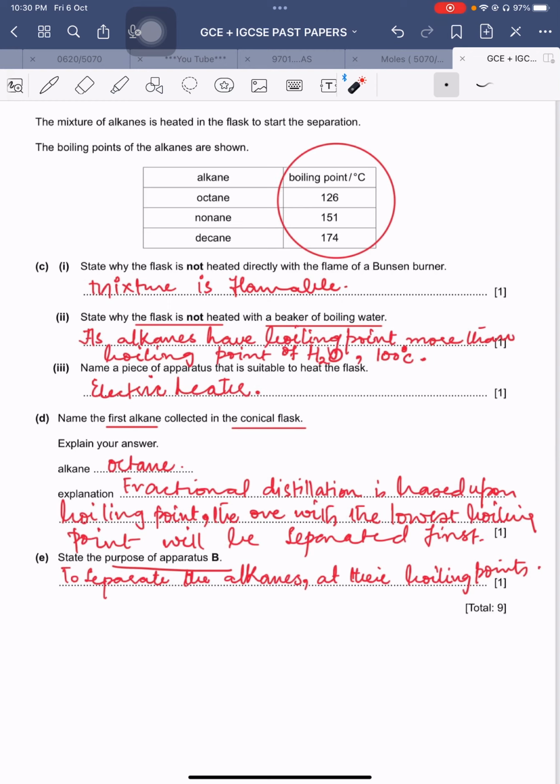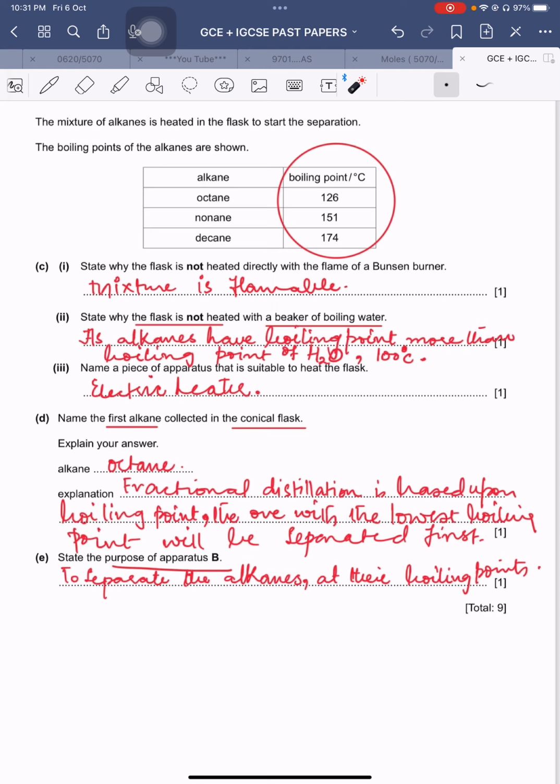Okay, so state why the flask is not heated directly on the flame of a Bunsen burner. The mixture is flammable. We should know this: whenever the examiner says that something is not carried out on the Bunsen burner or on the direct flame, a student should know why. One of the major points is that the substances, the reagents we are heating, can catch fire, they are flammable. That's why this is not carried out on the direct flame.